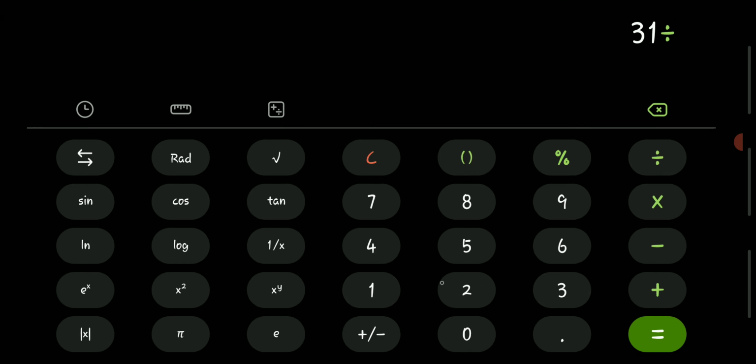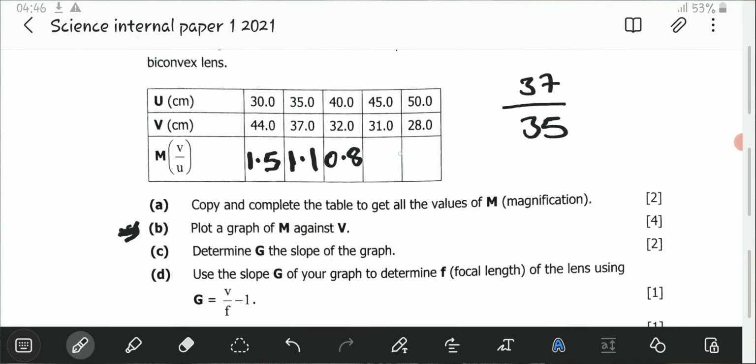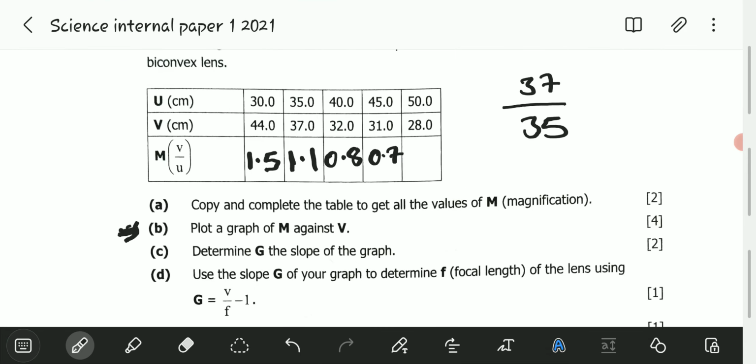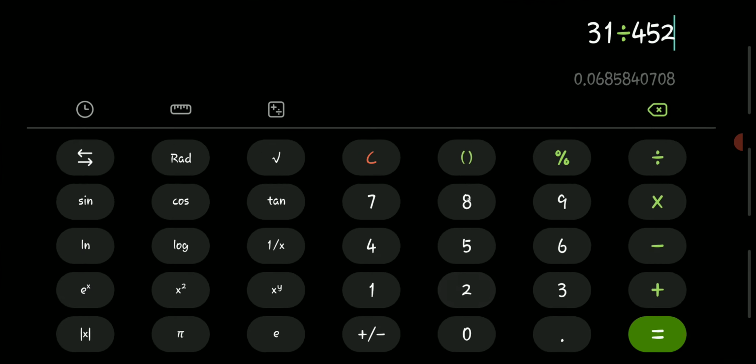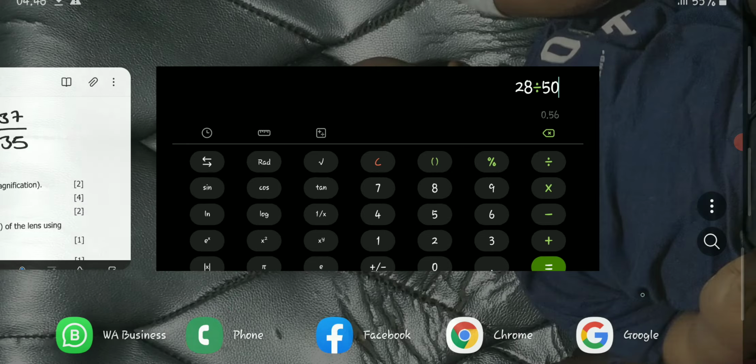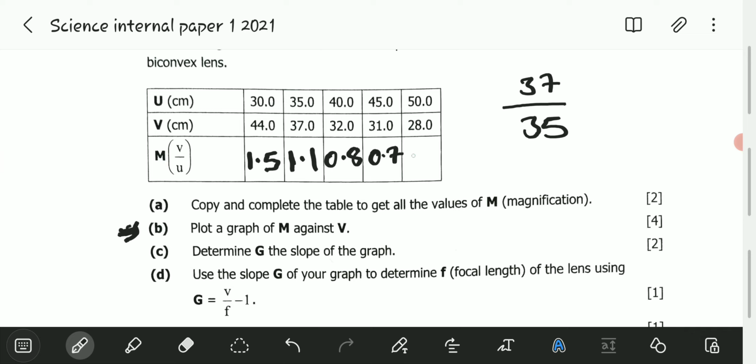31 over 45, which is 0.7. Then 28 over 50, which is 0.6. So I have those values. Just for doing this, I'll get my 2 marks.